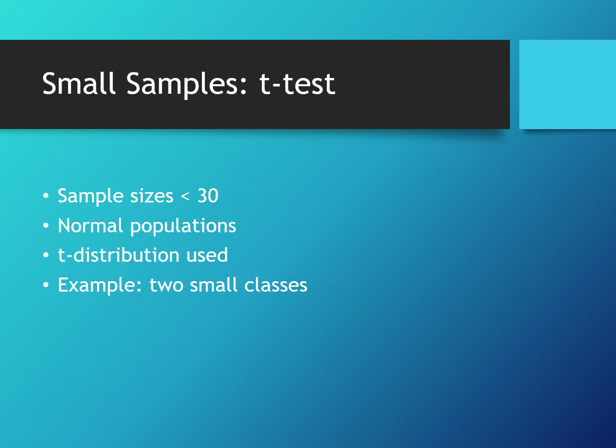Small sample t-test. When sample sizes are small, we use a two-sample t-test. Here the population should be normally distributed. The t-distribution is used instead of the normal one. This test is common in small experiments. For example, we compare results of two small student groups.